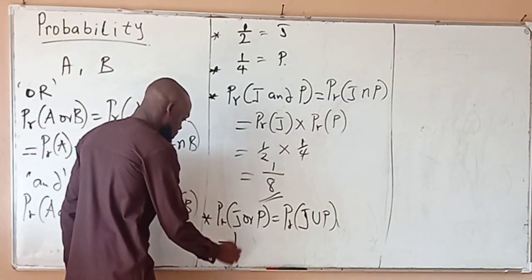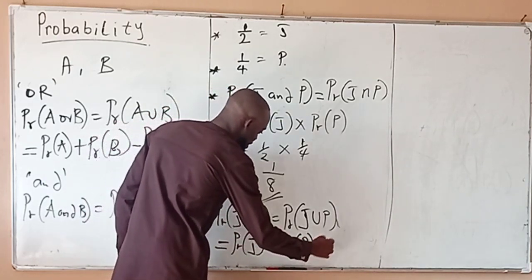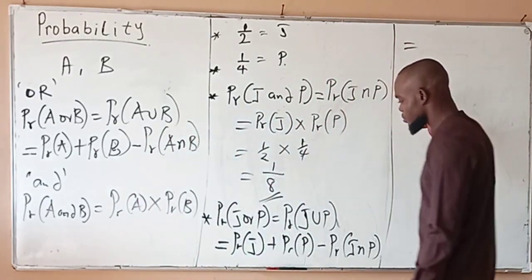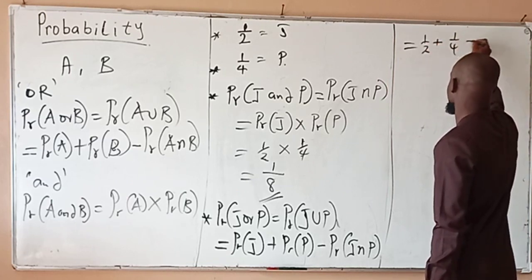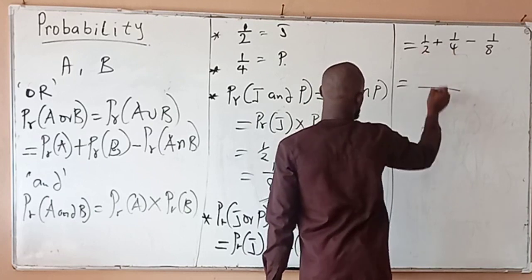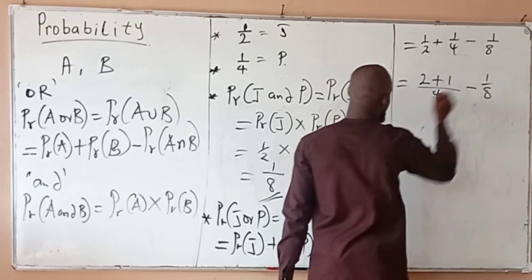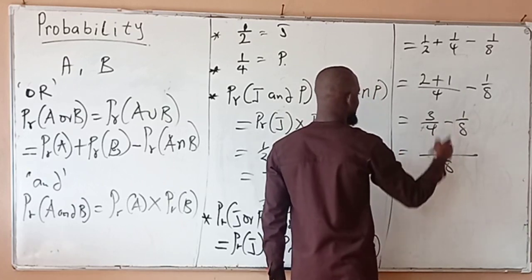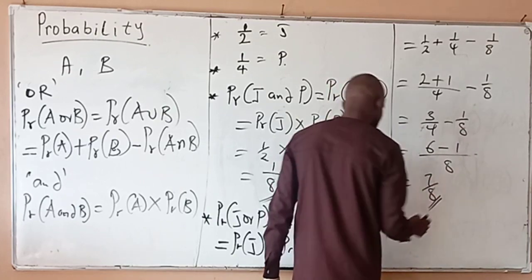So this will be equal to the probability of John plus the probability of Peter minus the probability of John and Peter. That is 1/2 plus 1/4 minus 1/8. The common denominator is 8: 4 plus 2 is 6, minus 1, that will be 5 over 8.